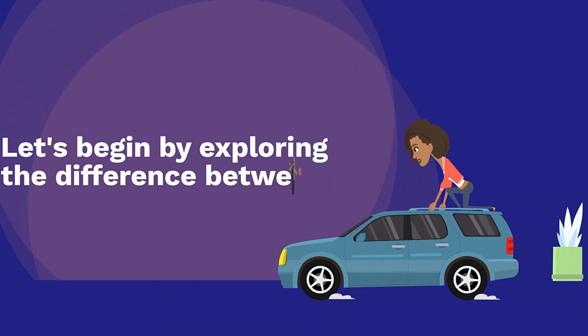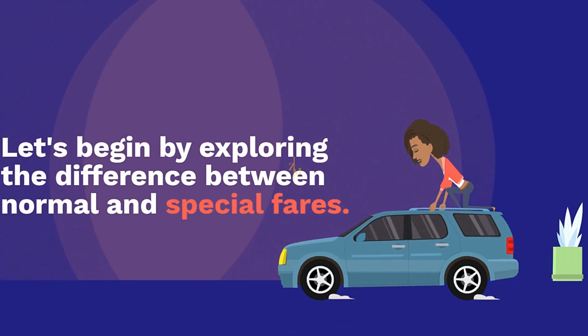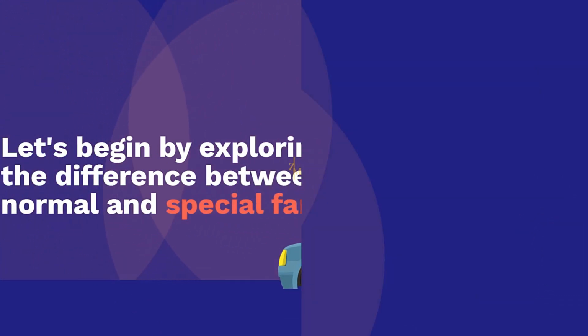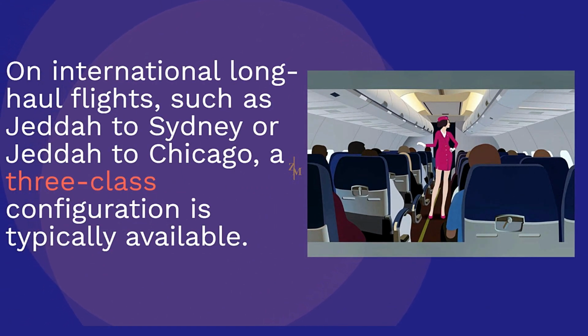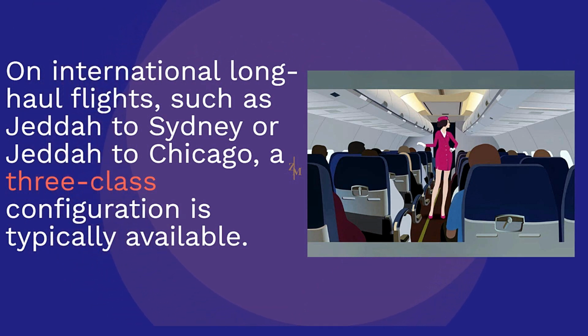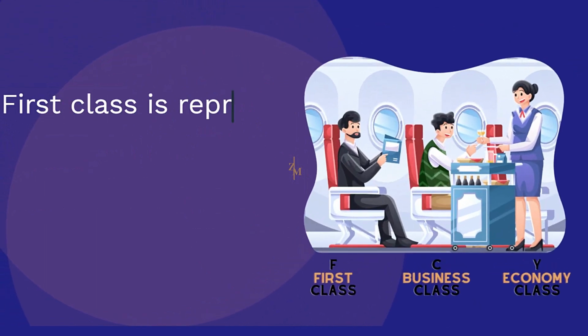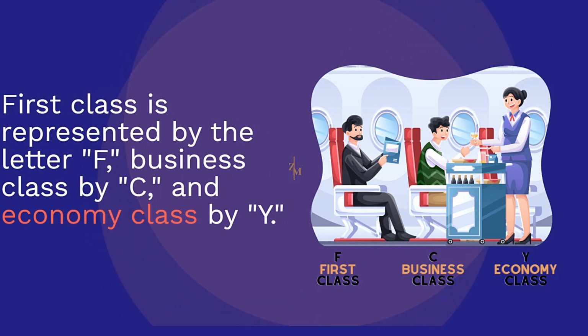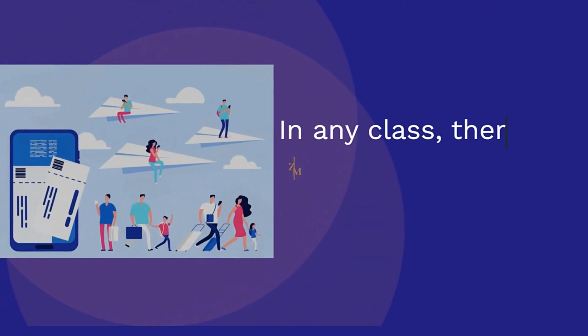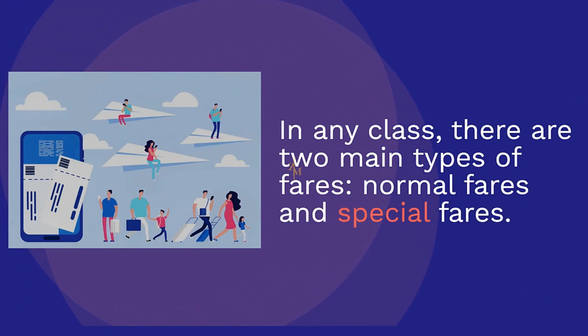Let's begin by exploring the difference between normal and special fares. On international long-haul flights, such as Jeddah to Sydney or Jeddah to Chicago, a three-class configuration is typically available. First class is represented by the letter F, business class by C, and economy class by Y. In any class, there are two main types of fares, normal fares and special fares.